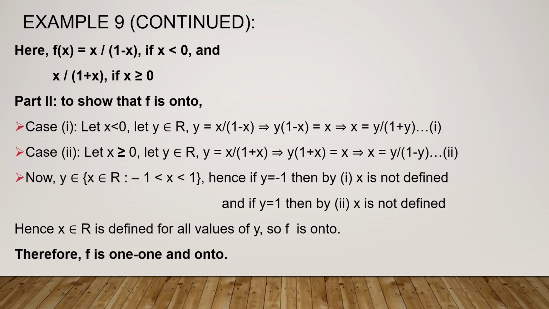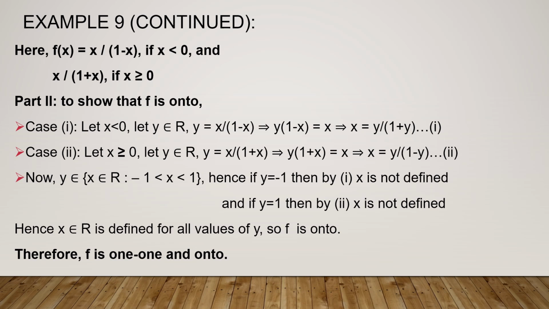Now, in the second part, we need to show it is onto. Correct? So again, first case, let x be less than 0. Take any element y belongs to the codomain. So let y belong to R. So y is equal to x upon 1 minus x, which implies that when you simplify this, x is equal to y upon 1 plus y.